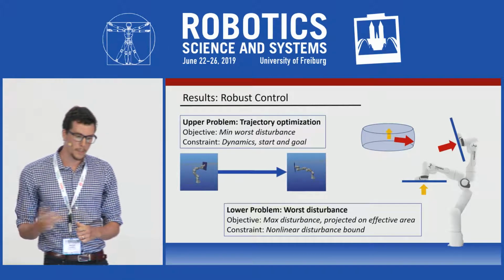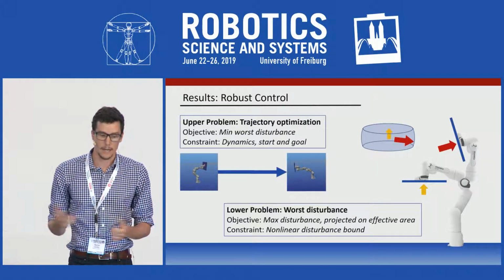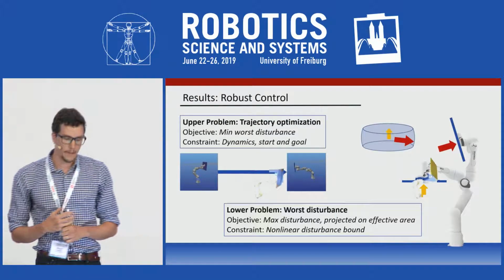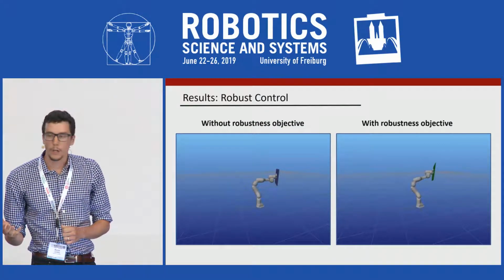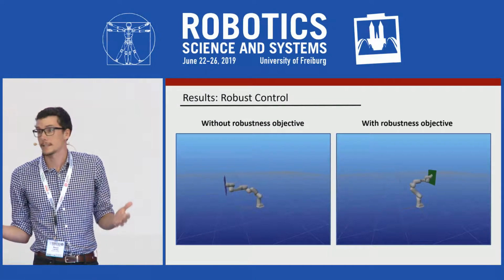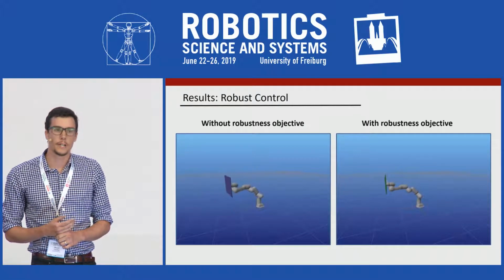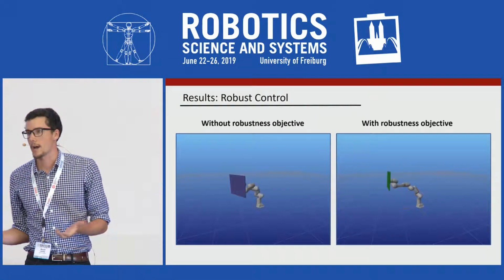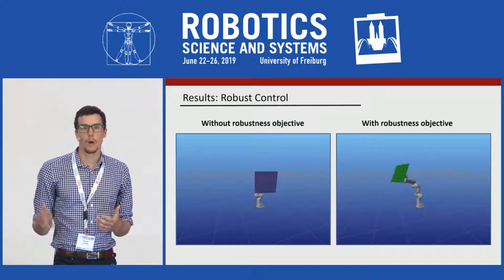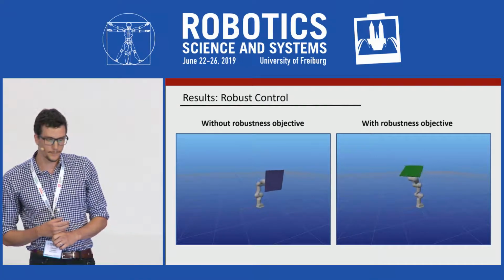The lower problem in this case is essentially to maximize that external disturbance, which is applied to the end effector. Here we have some qualitative results of applying our approach to this problem. On the right, you can see that, as expected, the solver finds a solution that moves the plate more horizontal to the ground than it otherwise would, in order to avoid some potential strong horizontal wind.